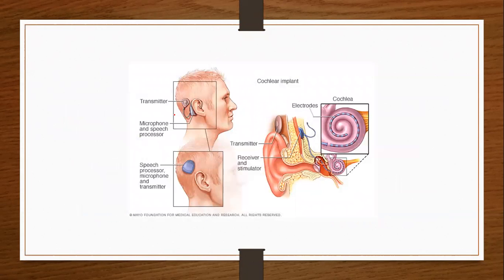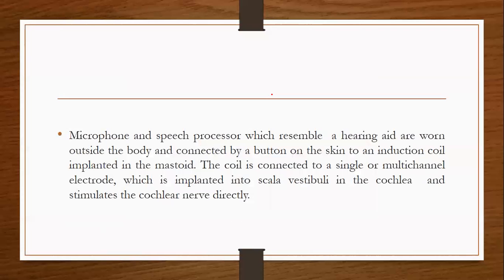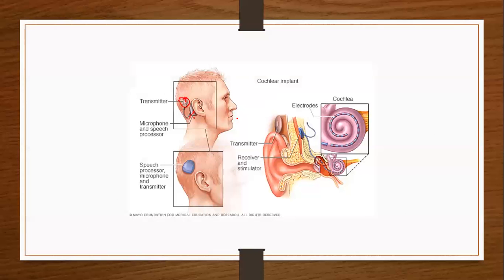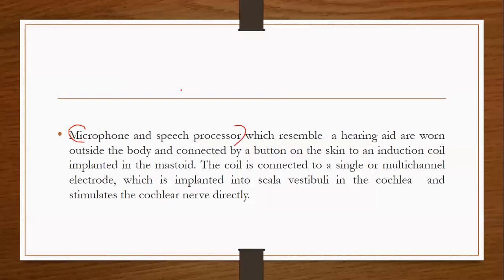Okay, so this is the transmitter and this is the microphone and speech processor. Then microphone and speech processor, which resemble a hearing aid, are worn outside the body. So microphone and speech processor can be seen outside the patient's body. Okay. So this is the microphone and speech processor, and connected by a button on the skin to an induction coil implanted in the mastoid. Induction coil will be implanted in the mastoid.